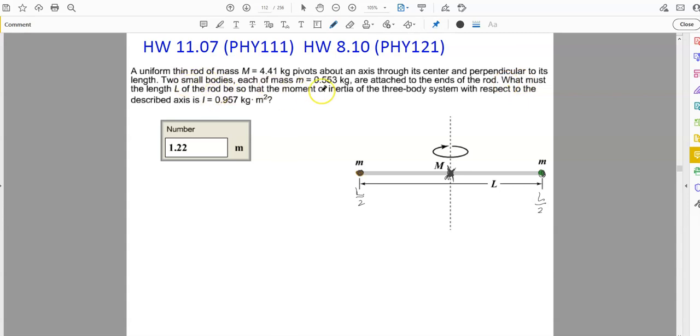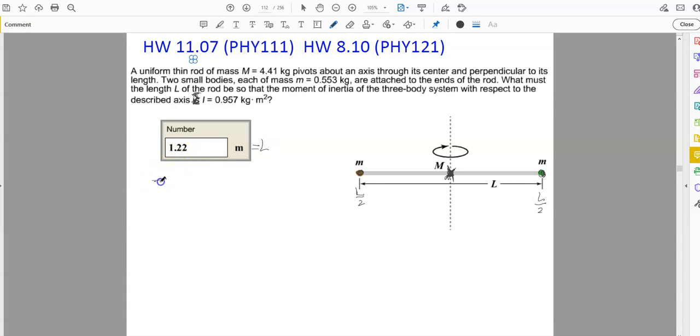What must the length of the rod be to find the moment of inertia for the three-body system? This m, the rod, and the green m, three bodies, with respect to the described axis right here. And they're basically saying the total moment of inertia here, which is the sum of the moment of inertia for the whole system, is 0.957. And so we're going to find out that this length is going to end up being 1.22 meters.